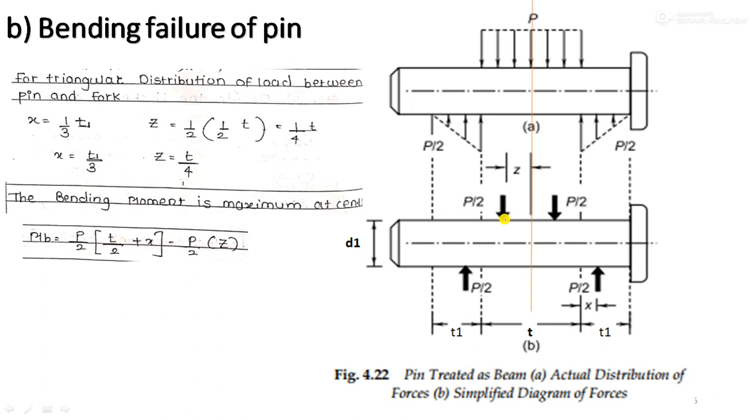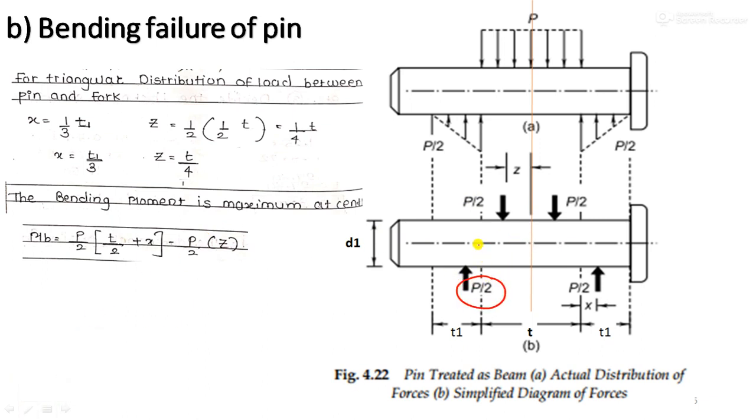Now this P by 2 is acting at this point A, and this is point O. What is the distance between O and A? It is the center. So minus P by 2 downward, I am taking it as minus downward. Just remember, forget about clockwise and anticlockwise: P by 2 upwards is positive, P by 2 downwards is negative. So P by 2 into distance is nothing but the Z. Is it clear? I am repeating again.